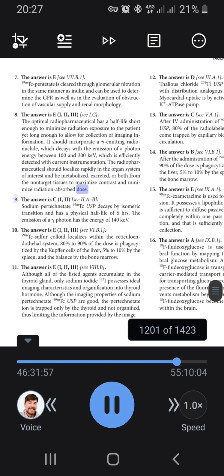9. The answer is C2AB. Sodium pertechnetate 99mTc USP decays by isomeric transition and has a physical half-life of 6 hours. The emission of a gamma photon has the energy of 140 keV.